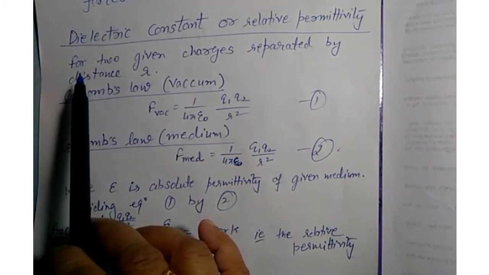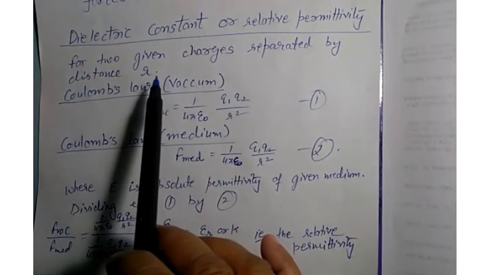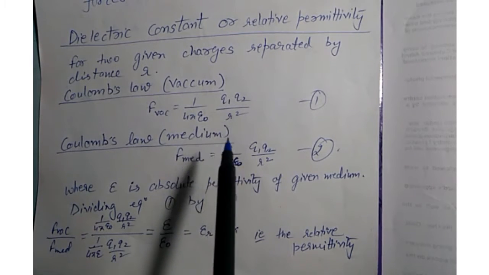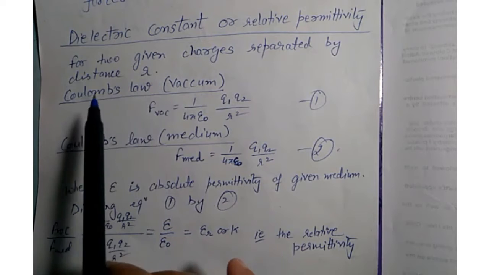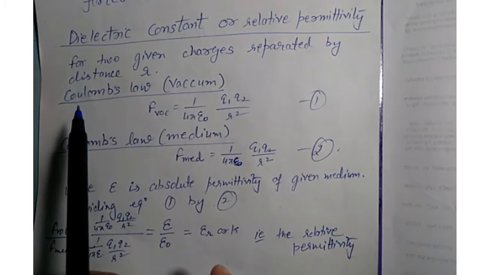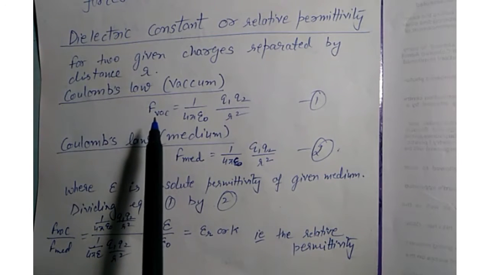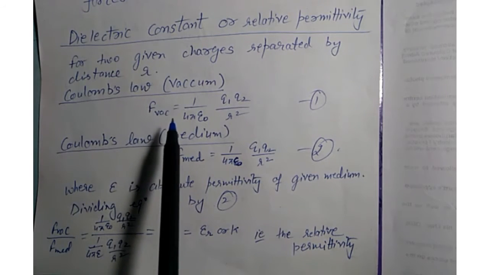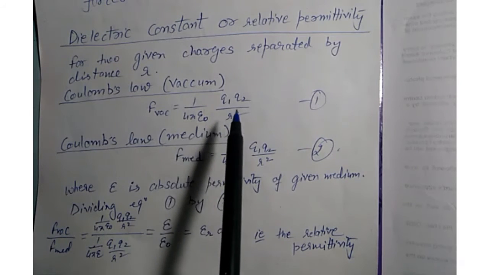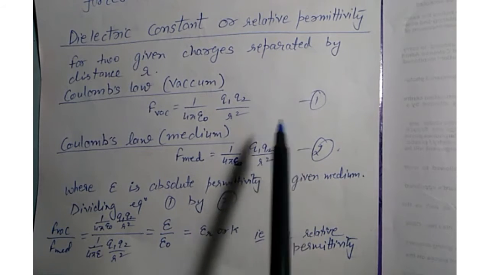So for two given charges q1 and q2 separated by the distance r, if the charges are placed in vacuum, then according to Coulomb's law, the Coulombian force in vacuum is equal to 1 upon 4 pi epsilon naught q1 q2 upon r square. Mark it as equation number 1.